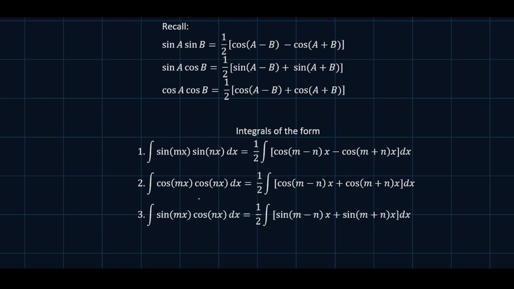Ang kailangan lang nating alalahanin is these sum to product rules. So we have here the following. Sine A times sine B is equal to half of the difference between cosine A minus B and cosine A plus B. Sine A times cosine B is half of the sum of sine of A minus B and sine A plus B. And cosine A times cosine B is half of the sum of cosine A minus B plus cosine A plus B. Okay, the derivation is quite simple.